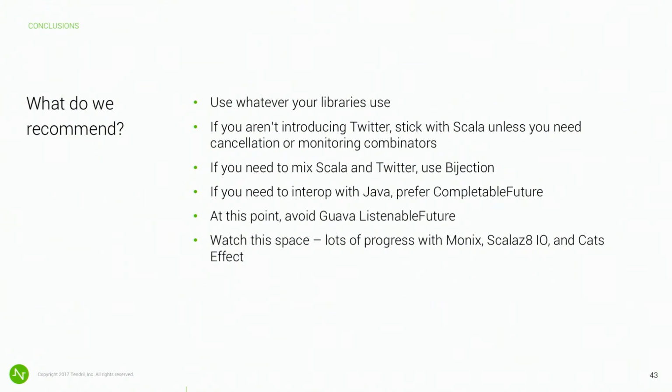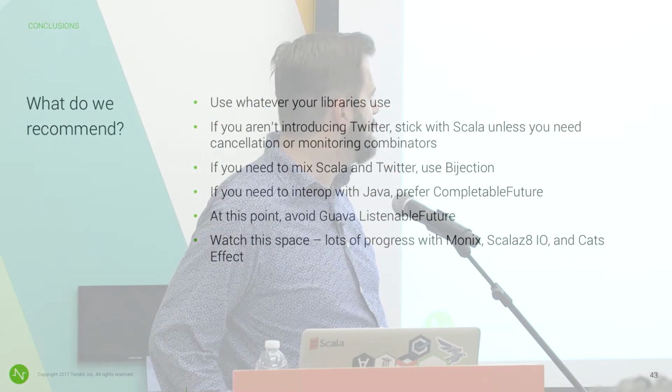So stick with Scala unless you need cancellation or you need the monitoring or you want to use locals. If you need to mix Scala and Twitter, definitely use bijection. It's very solid and easy to work with. If you need to interop with Java, prefer completable future, stay away from Guava. It's just too painful to use from Scala without buying you a whole lot.